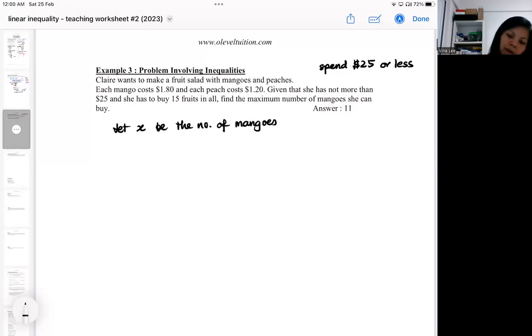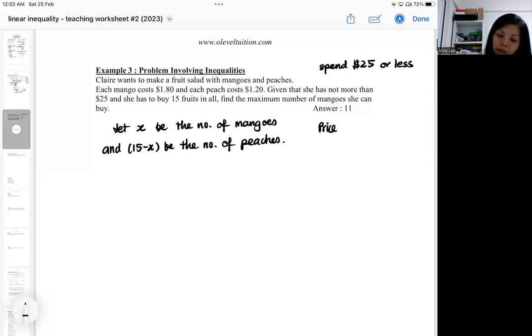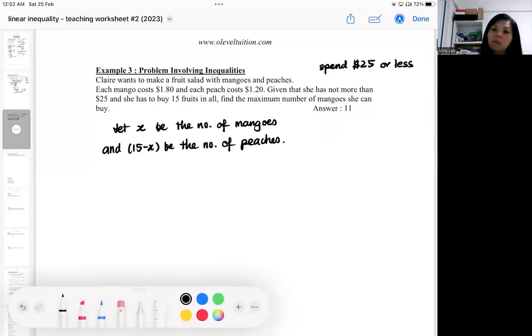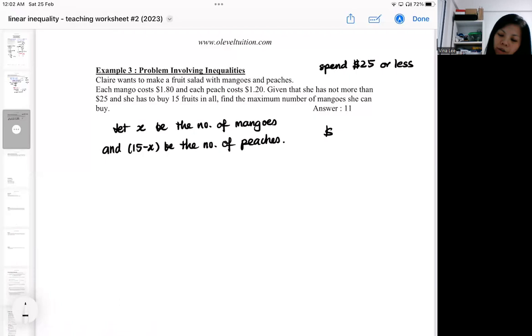And because she needs to buy in total 15 fruits, if x of them are mango, then 15 minus x will be the number of peaches. So that will be the quantity of mangoes and the quantity of peaches. So we use the concept that the amount of money is quantity times price. I'm sure you heard me mention this idea before. So how much to spend is quantity times price.